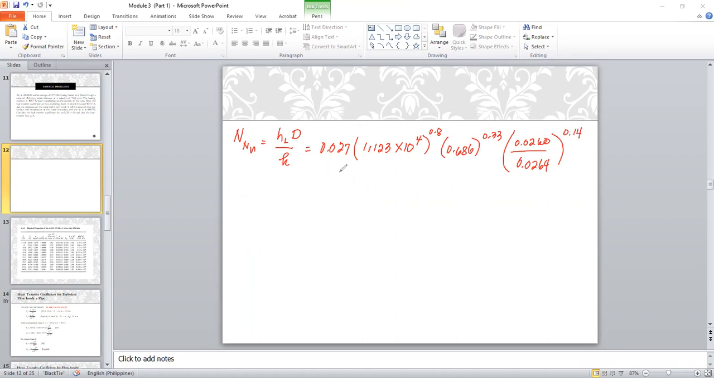Now, if this value we will equate to h, I will place h here, and then the diameter in meters, which is 0.0254. And the thermal conductivity constant, class, is assumed to be, though it's not stated in the problem, 0.03894.